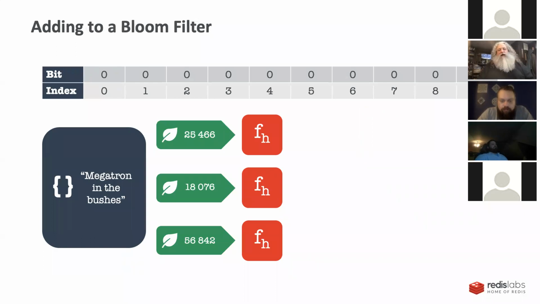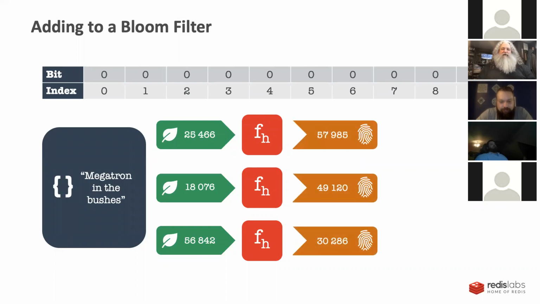It works by running a string, or whatever data you want to put into the Bloom filter, through the hashing functions. Here we've got a Megatron in the bushes. This is an actual UFO sighting from the data set. It's a delight to read. Whenever a UFO sighting has a Transformers reference, I'm there. So you take this string, you run it through the hashes, and you get 4 or 3 in this case. I picked 3 because it fits on the screen. 3 fingerprints, 3 hash results.